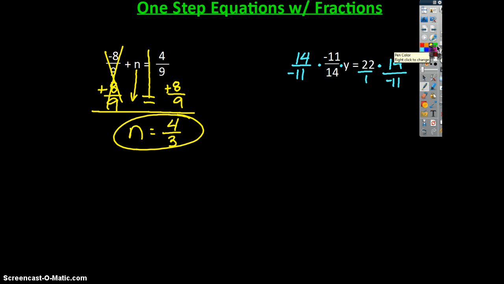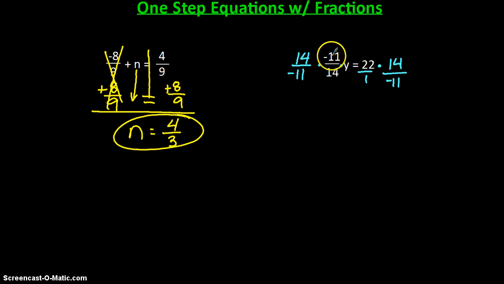I actually like cross-reducing, and I find what common factors I have in a diagonal pattern with these fractions. Well, 14 and 14, they divide and they get you 1. Negative 11 divided by negative 11 is also 1. So the goal was to get 1y, and we did.